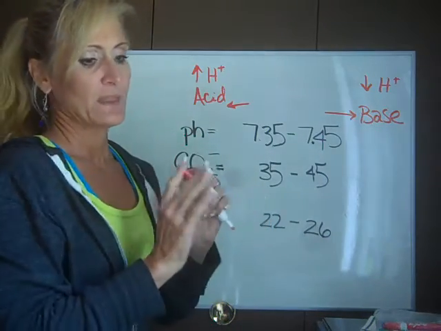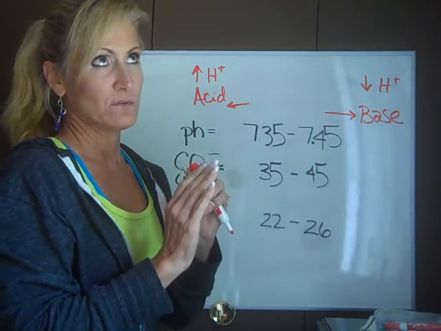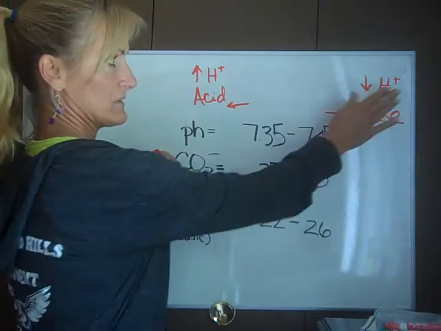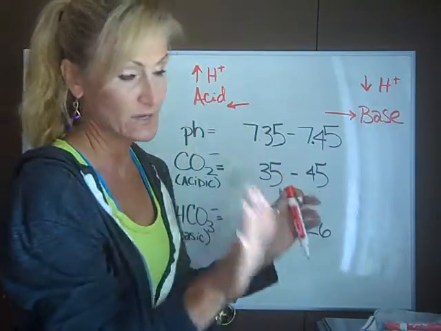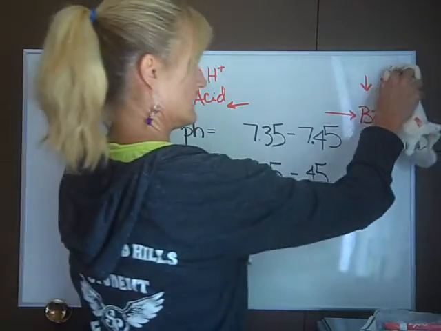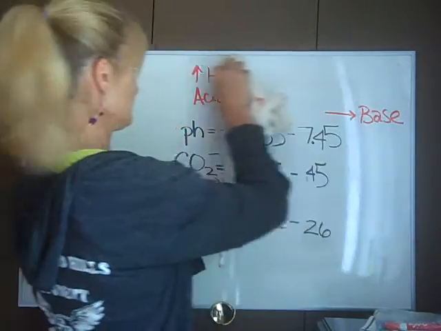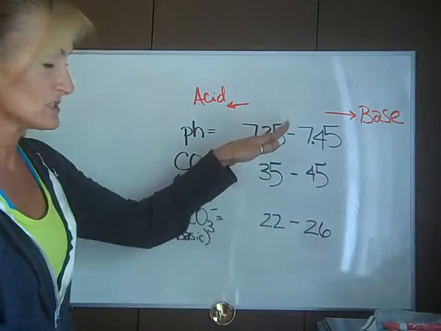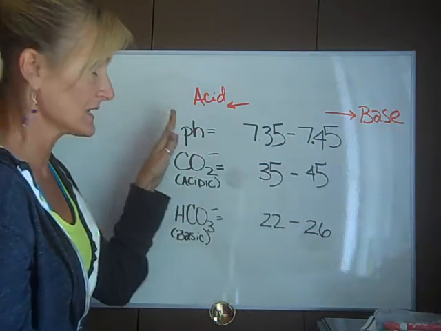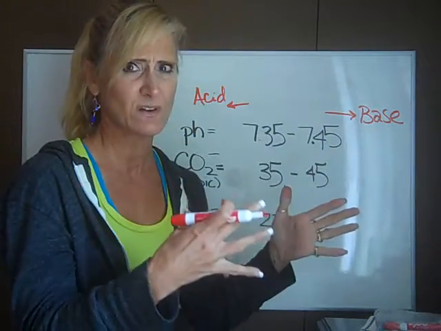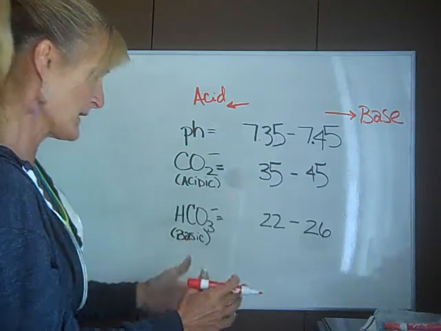So what I would do if I were you guys is ignore the hydrogen concentration if that's confusing you, because you don't really need it. The most important thing to remember is lower pHs are acidic, higher number pHs are base. That's really the crux of what you need to remember, okay?